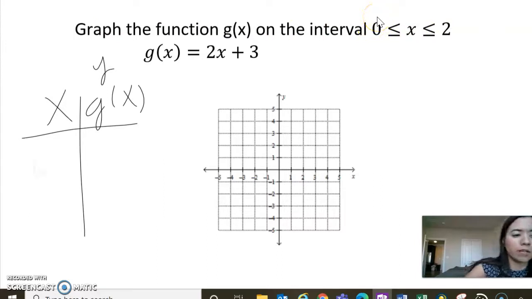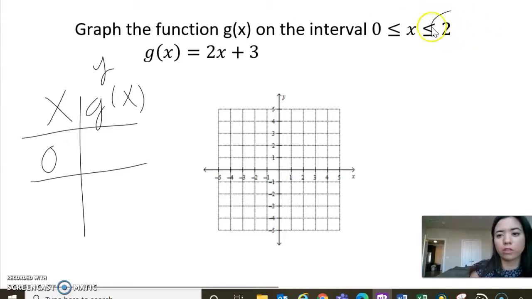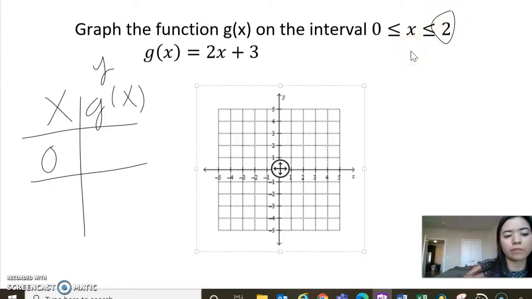And I'm going to just make a table with these two numbers. 0, that is my smallest x value that I want to look at. And then 2 was the largest number I want to look at. So we just make a table with those two numbers.